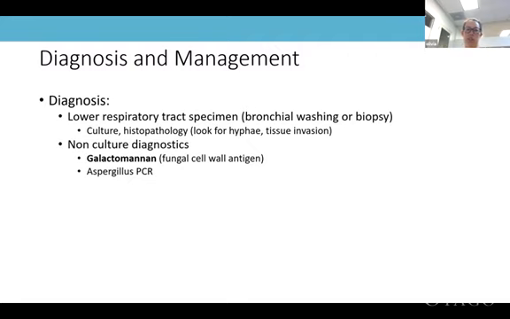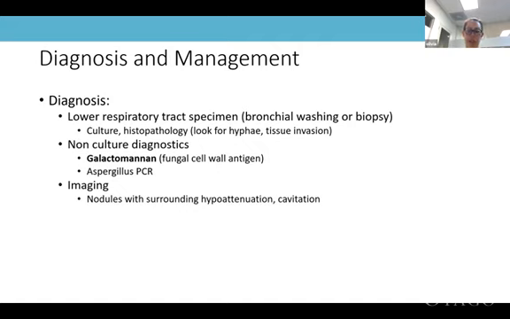There are some other non-culture diagnostics you can use. So there's this test called galactomannan, which is a fungal cell wall antigen of the aspergillus, and you can pick it up on a blood test, but you can also pick it up on the bronchial washing sample as well. And you can also now do some PCRs directed at aspergillus itself.